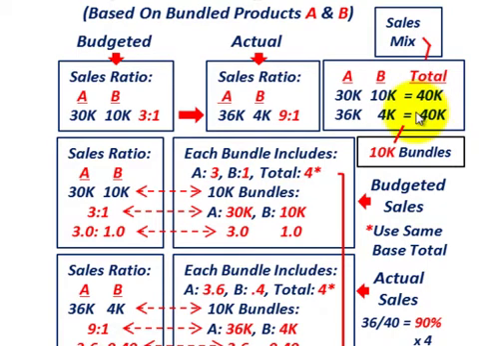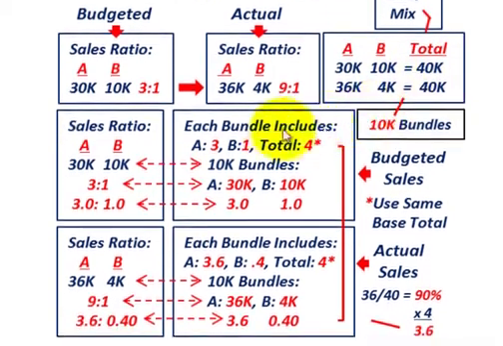Okay, so let's go down and look at these ratios, just break them down a little bit so you understand them. For our budgeted sales, again, we talked about A, 30,000, and B, 10,000. We calculated that to be a 3:1 ratio, and that's what we're going to be using for our example. When we start doing our calculations, it's going to be based on the 3:1 ratio, 3.0 and 1.0.